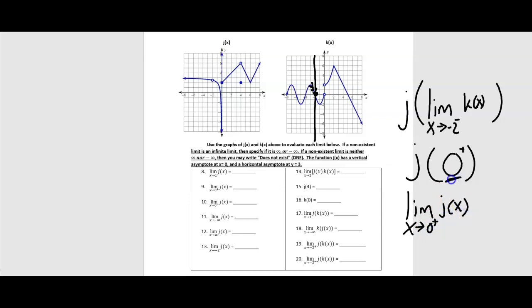So since I'm approaching a y value of 0 from above, when we translate it to the j function and it becomes an x value, that means I'm approaching 0 from the right. So when I come over here to my j function, I'm going to find where x equals 0, and I'm going to approach that x value from the right. And in this case, I land at a value of 2. So the answer for that one would be 2.